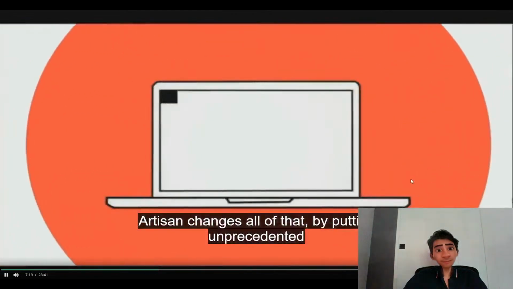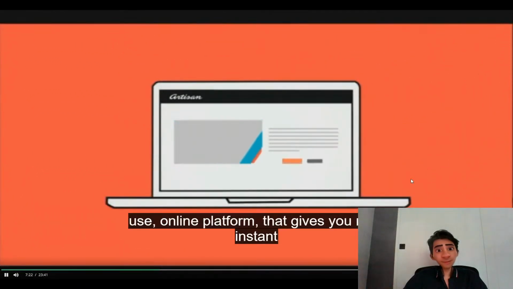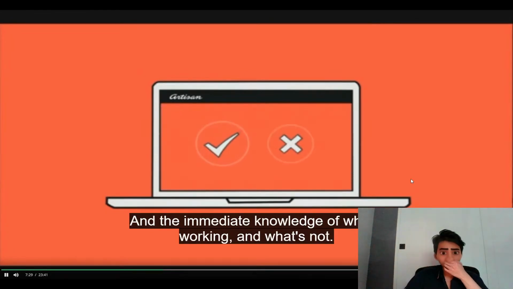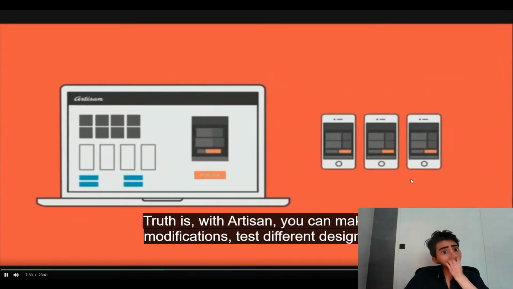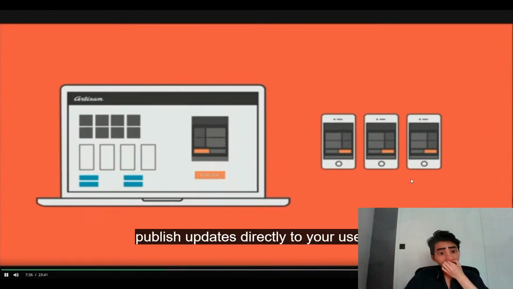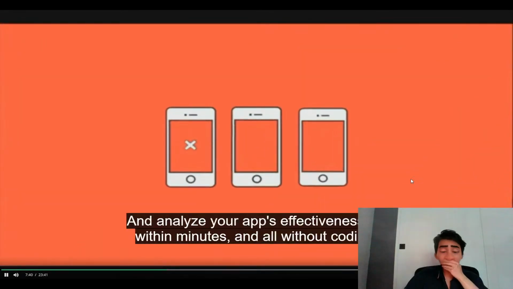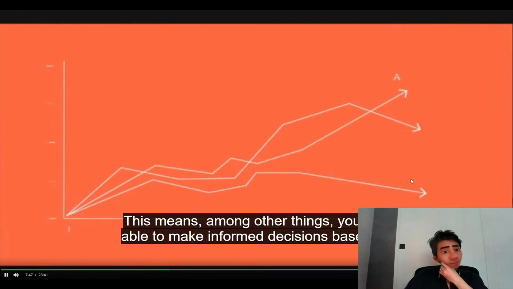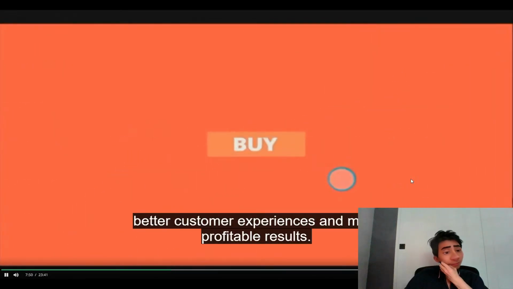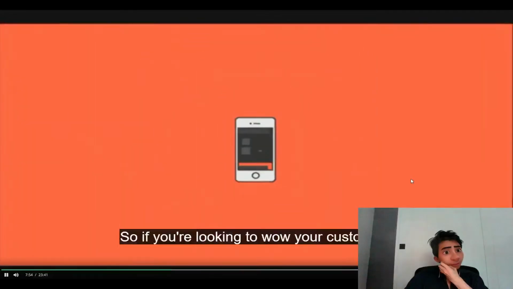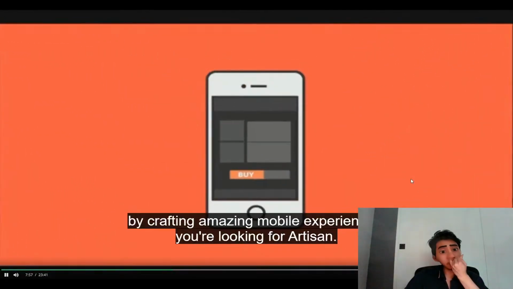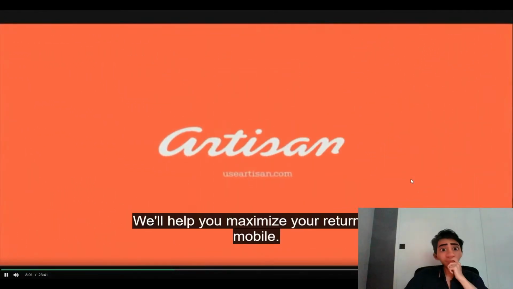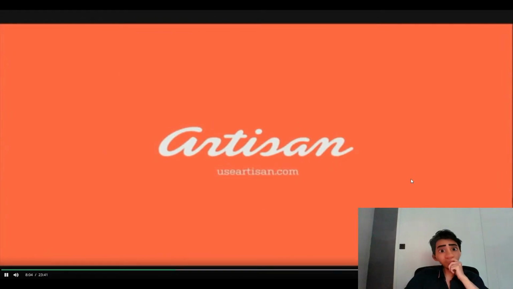Artisan changes all of that by putting unprecedented control at your fingertips on an easy-to-use online platform that gives you near-instant insight into how your customers are using your app and the immediate knowledge of what's working and what's not. Truth is, with Artisan, you can make modifications, test different designs and messages, create personalized experiences, publish updates directly to your users, and analyze your app's effectiveness, all within minutes and all without coding. This means, among other things, you'll be able to make informed decisions based on facts, not hunches, which will lead to better customer experiences and more profitable results. That's remarkable. So if you're looking to wow your customers by crafting amazing mobile experiences, you're looking for Artisan. Bottom line, we'll help you maximize your return on mobile.